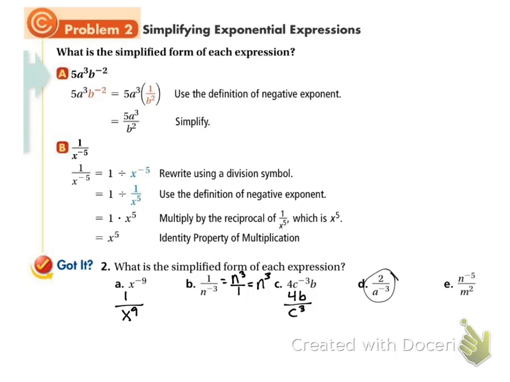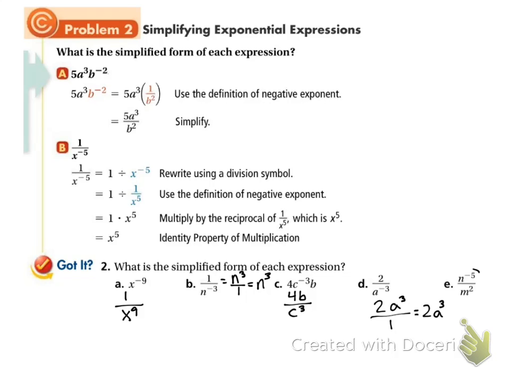Okay, d, we need to move this a to the negative 3 up to the top. So the 2 is already on top, and we'll bring a to the third. It turns into a positive 3. It's technically over 1, but we can simplify that. That's just 2a to the third.